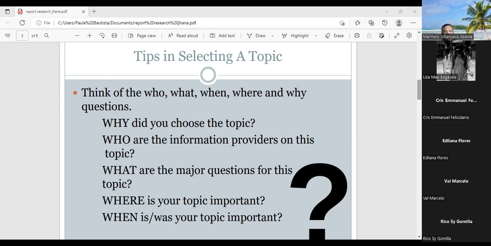And then when is or was your topic important? Is it current event or a historical issue? Do you want to compare your topic by time periods? For me, relevant siya on this time kasi halos lahat nag-switch na into online. Not only sa buying, pati selling, parang nag-online na lahat.